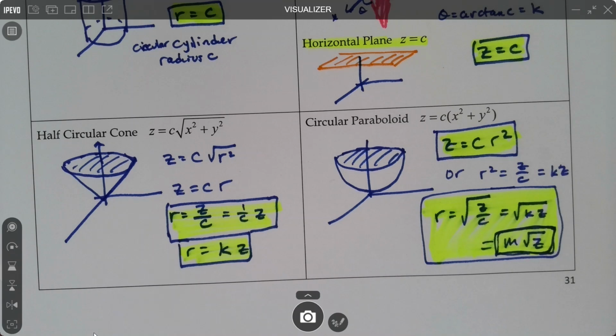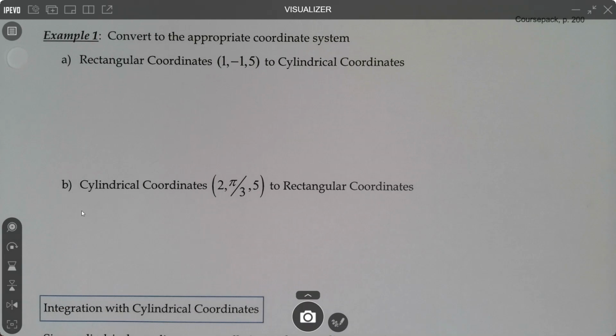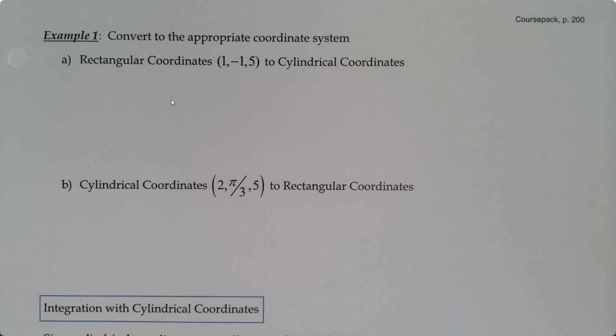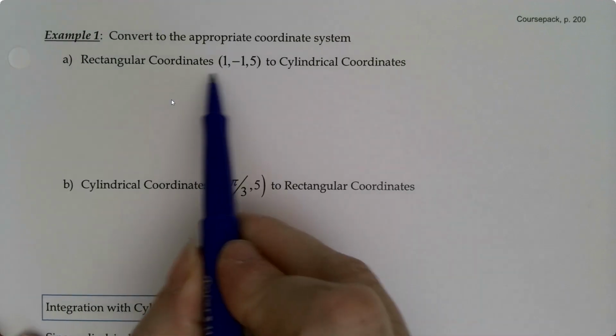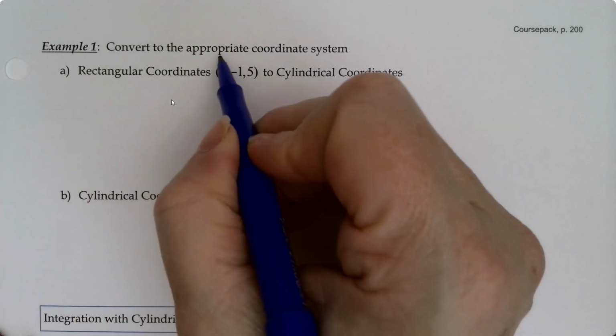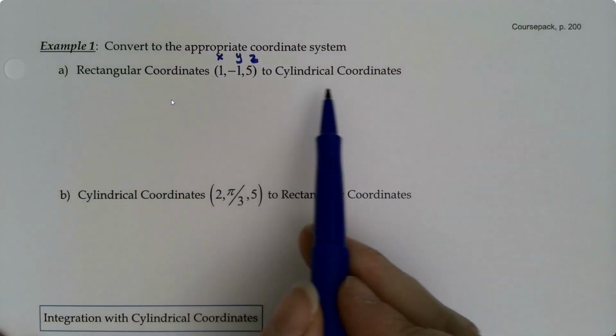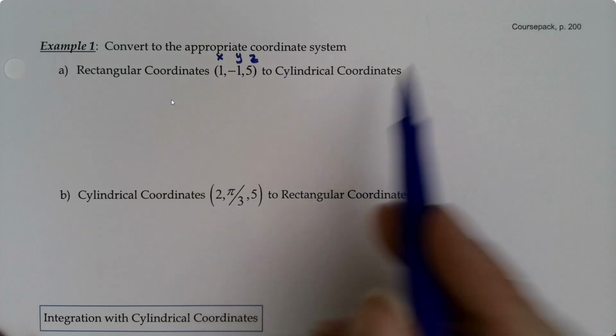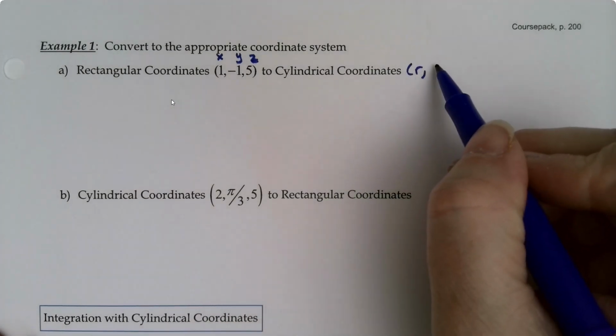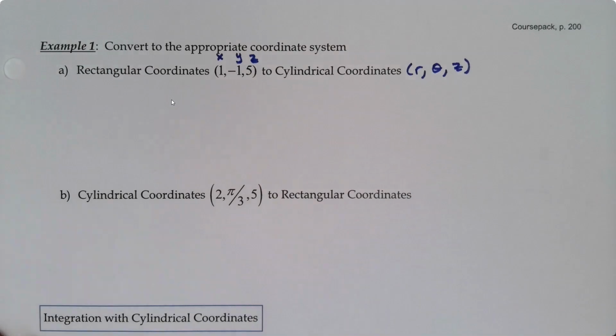Let's take a moment and just do the first example where we're going to convert from rectangular coordinates to cylindrical coordinates, because that's going to use those definitions we just had. So remember, in rectangular coordinates, this is x, this is y, and this is z. And we want to convert them to cylindrical coordinates. So we need r, theta, and z. Well, the z is really easy. The z is 5. So half of our work is done. Well, a third of our work.